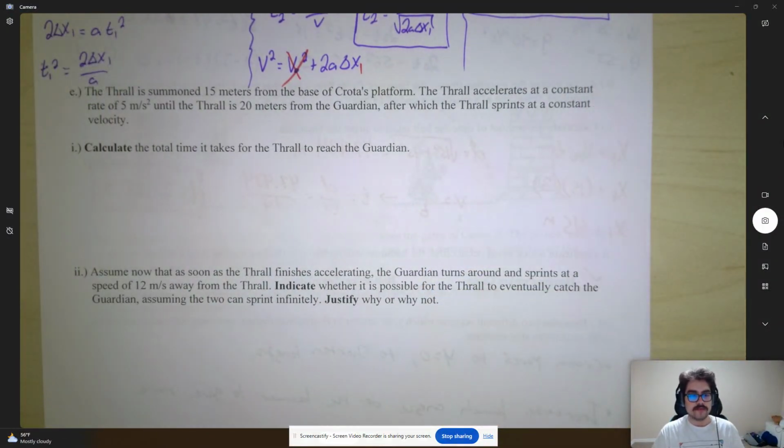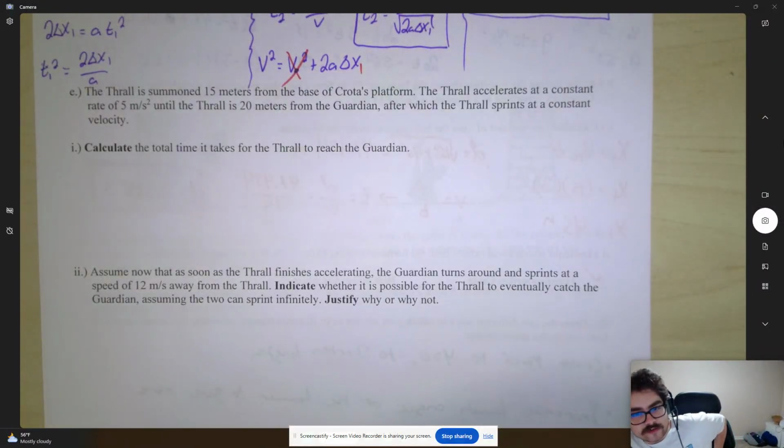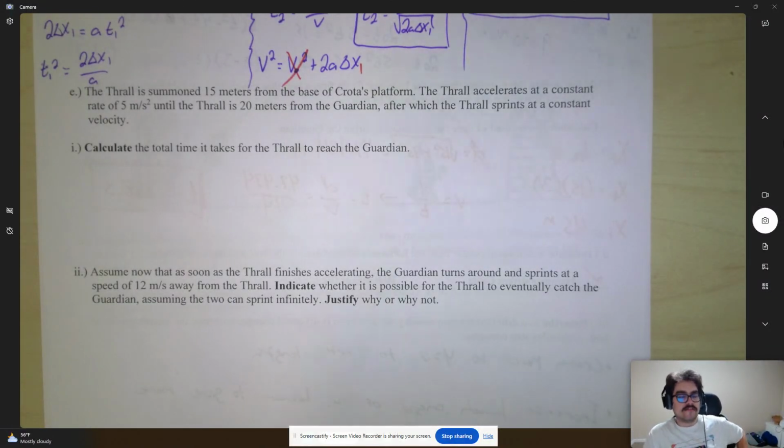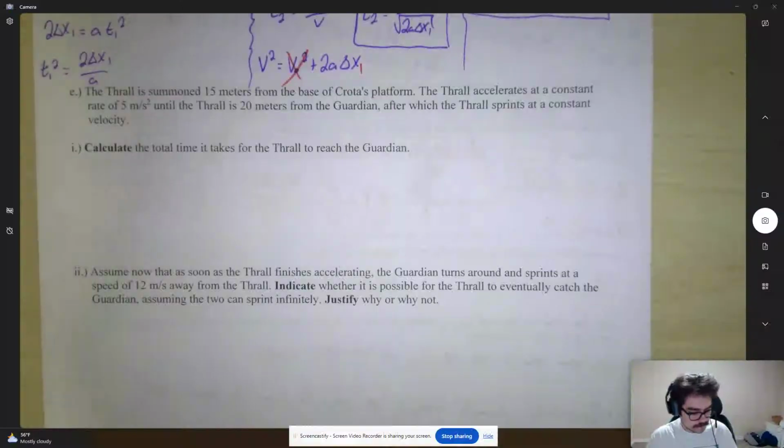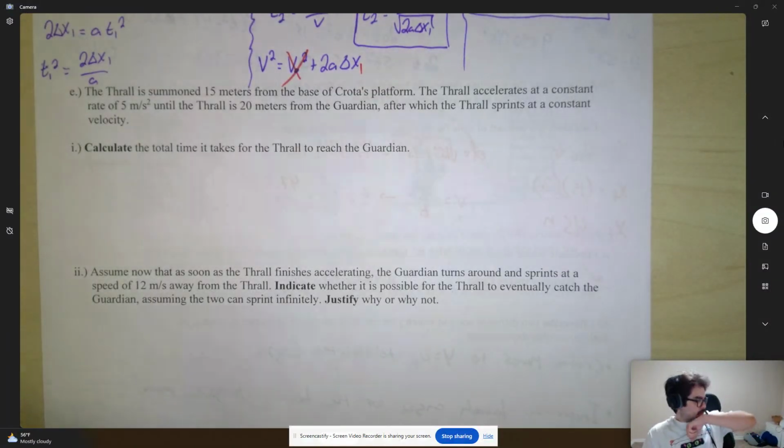Part E says the thrall is summoned 15 meters away from the base of Crota's platform. The thrall accelerates at a constant rate of 5 meters per second until the thrall is 20 meters. So they basically are giving you values here. Identify what values we are given.